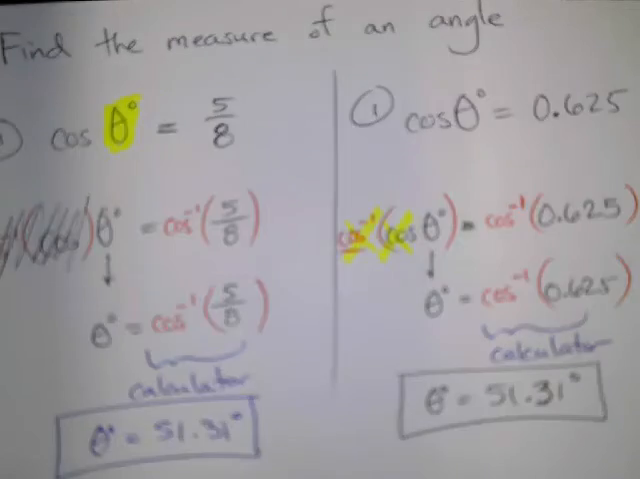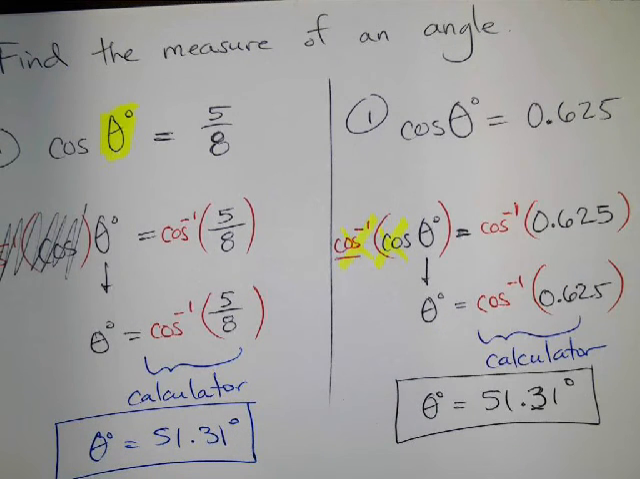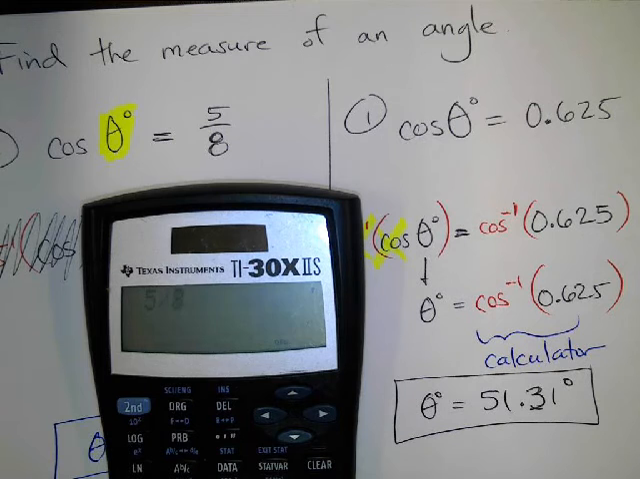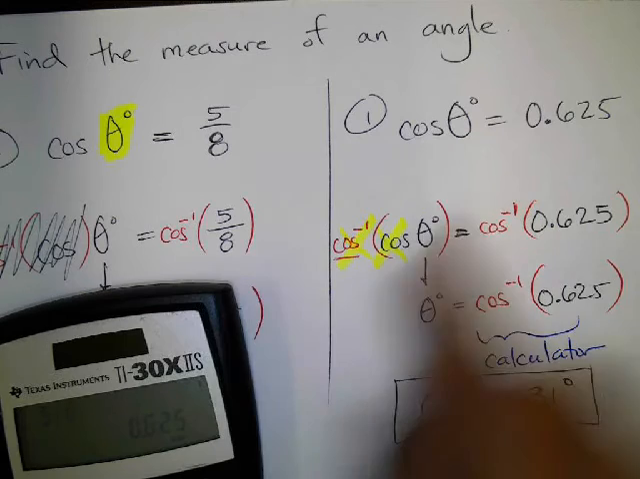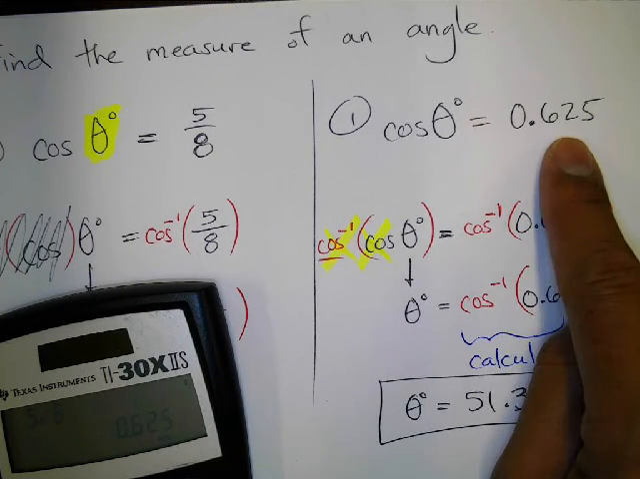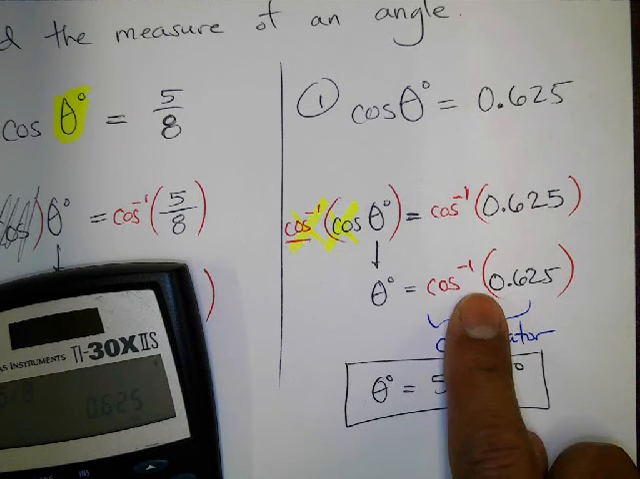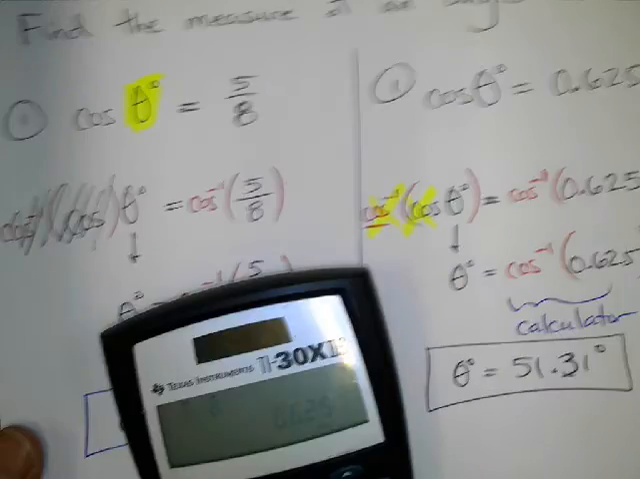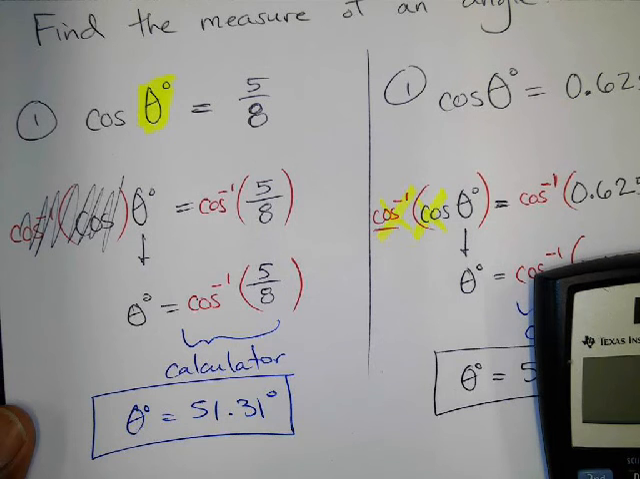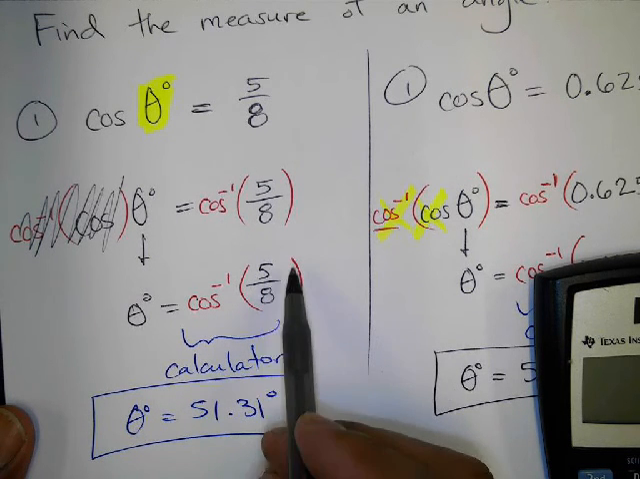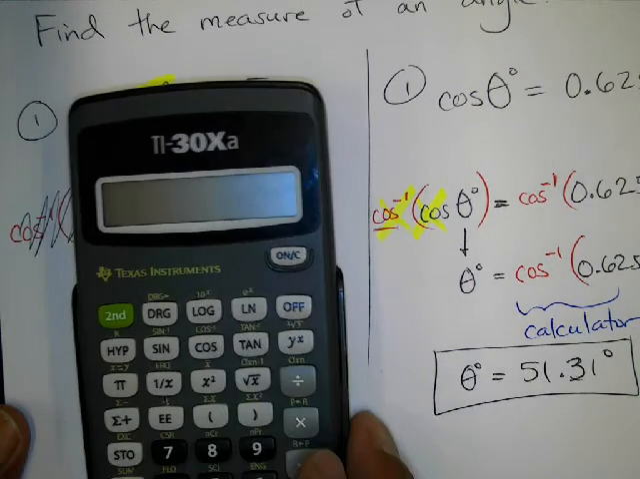All right, so let's look at the same problem that I did two different ways. Just remember, 5/8 is 0.625. How do I know? If I just do 5 divided by 8, this is in fraction form, this is in decimal form, but it's the same thing. First, I showed you if you have a decimal number, how do you do it? We take the inverse of both sides, and then you just type in whatever that decimal number is, and we got 51.31. Then on this side, most likely you're going to have a ratio, like a fraction like this, two numbers, and I showed you how to do it also this way: you put 5 divided by 8 and make sure you close the parentheses, and then you get 51.31.